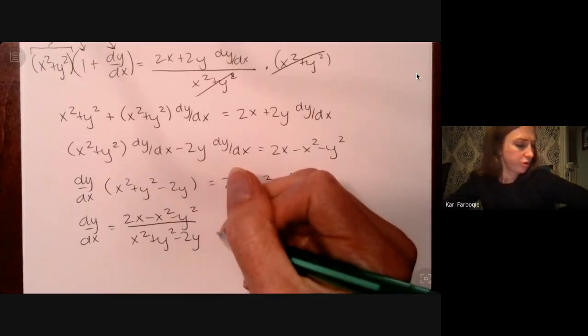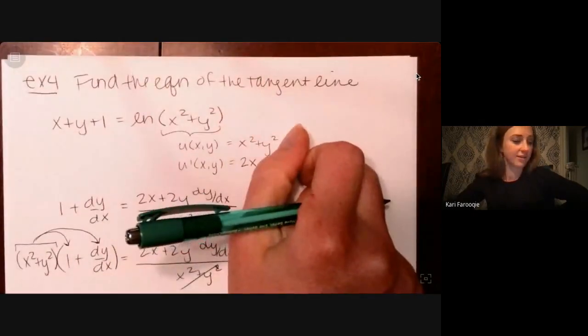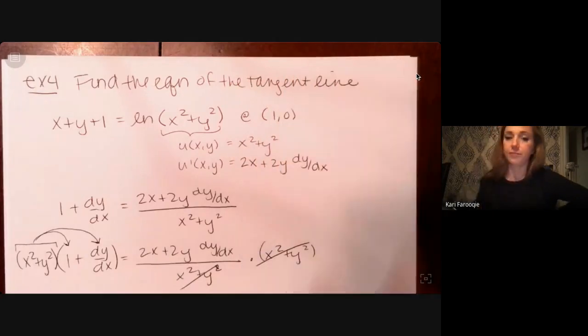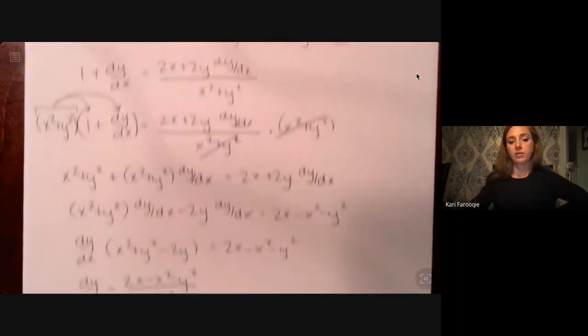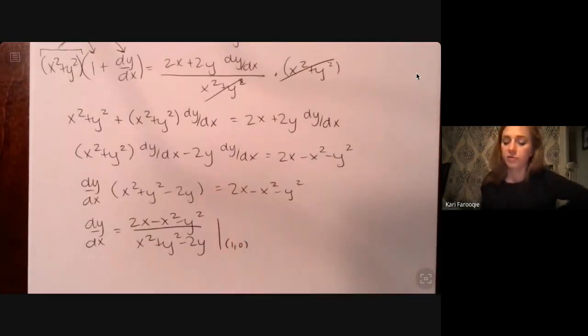Oh, I didn't give you a point? Sorry. Find the equation of the tangent line. We're going to look at this at the point 1, 0. Whoops. All right, so I gave you 1, 0. Let's go ahead and evaluate your derivative there so we can get the slope.